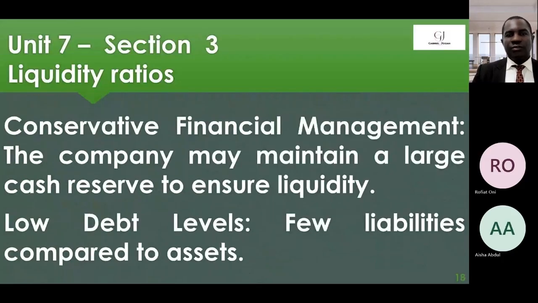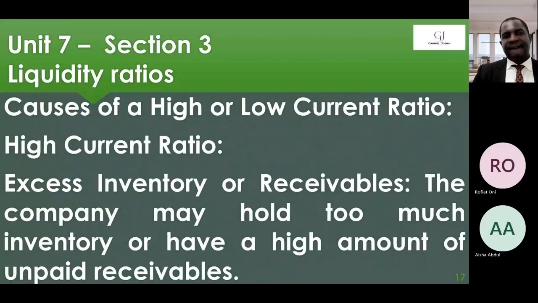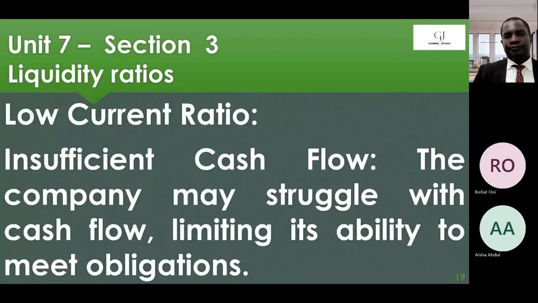Another cause of a high one is conservative financial management. The company may maintain a large cash reserve to ensure liquidity. And another cause is a low debt level, where a company has fewer liabilities compared to assets. Looking at Dan Kabir's case, for example, it culminates in a high current ratio.